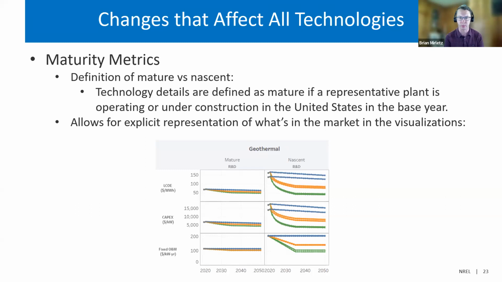So we'll get into a little bit more how that definition fell out relative to our tech details, but it's roughly the same as what standard scenarios published in 2022. So for an example of that, we have a summary chart from the geothermal technology below. On the left side under the mature column is a conventional hydro flash plant. And then on the right side under the nascent column are enhanced geothermal systems. So you'll see that throughout the data, within a given technology, there are both nascent and mature technology details.